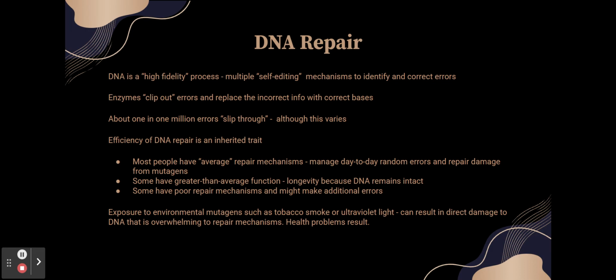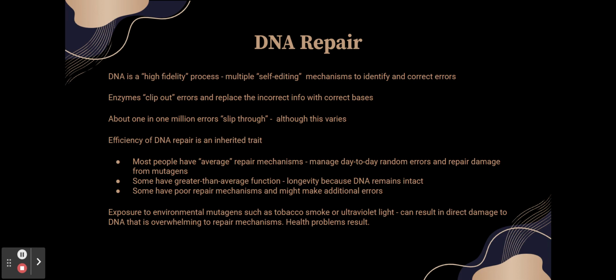If you want to get really dorky, you can read a book called Lifespan. And that talks a lot about the different repair mechanisms in DNA. So these people have longevity because their repair mechanisms are like super police, and they repair that DNA and keep it from making changes. Some people have very poor repair mechanisms and they have additional errors, so these folks are more prone to diseases of whatever type.